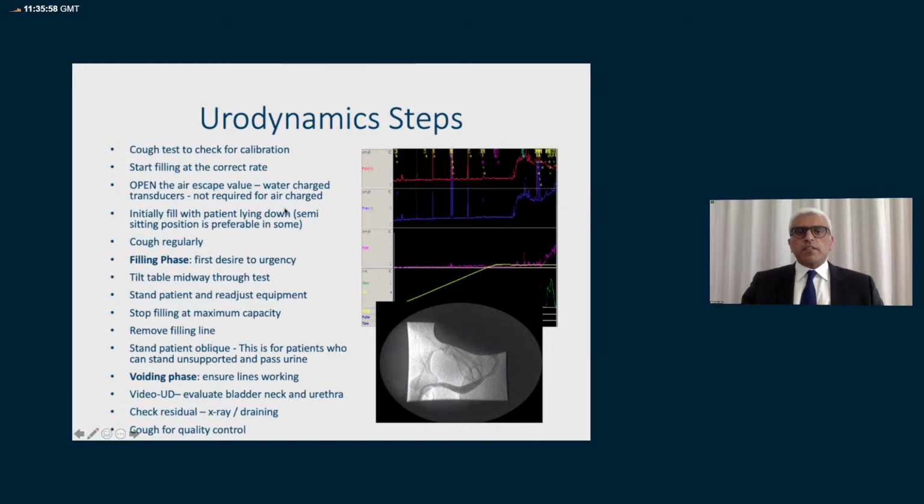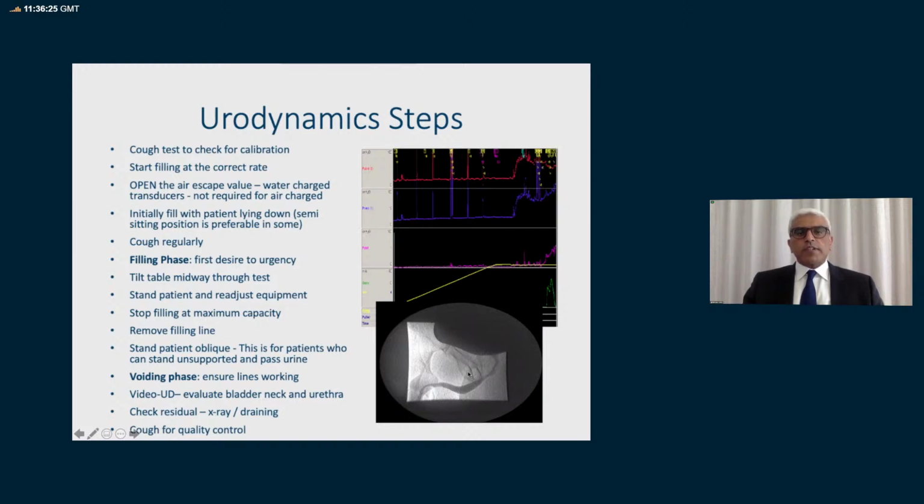In the filling phase, we need to know the first desire to void and urgency. Midway through the test, one needs to tilt the table slowly, and this is for those patients who can stand up and pass urine, so that, like here in the video, if you have to take a picture of them passing urine, they need to be slightly oblique, both men and women, so that we can have a good look at the bladder neck.